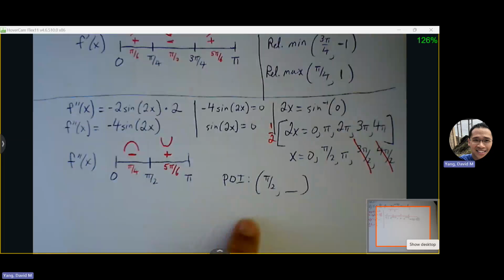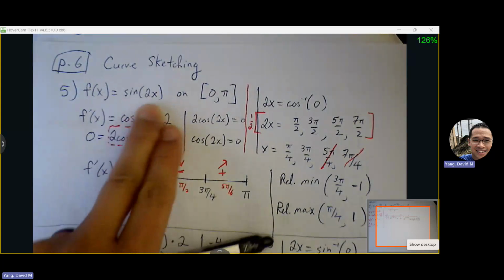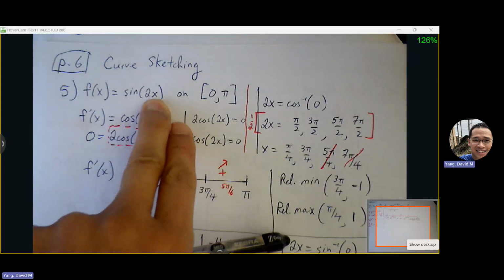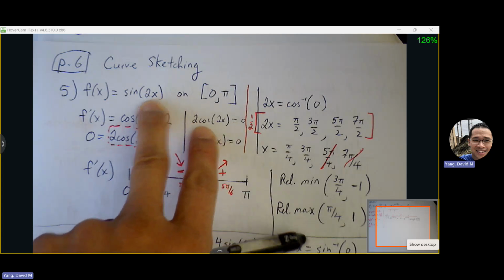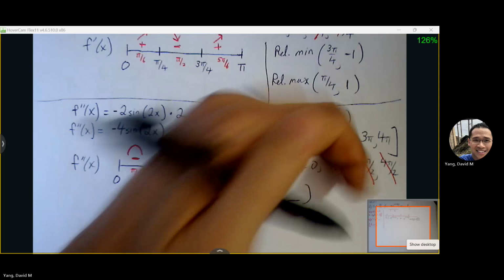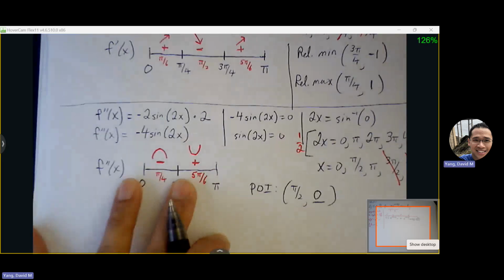Plug pi over 2 back into the original function because we're looking for a physical location on our graph. Sine of 2 times pi over 2 is going to be pi. Sine of pi is 0. So point of inflection at pi over 2 comma 0. I think we should have enough information to sketch our graph.